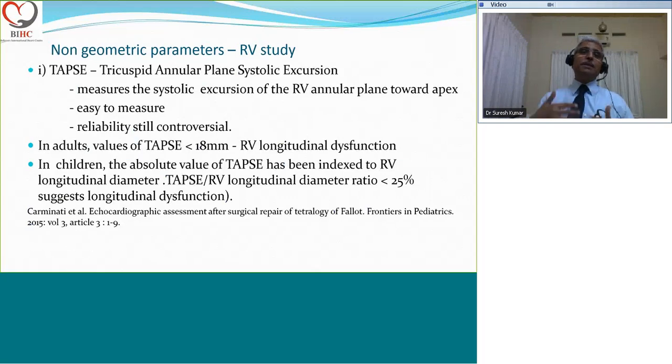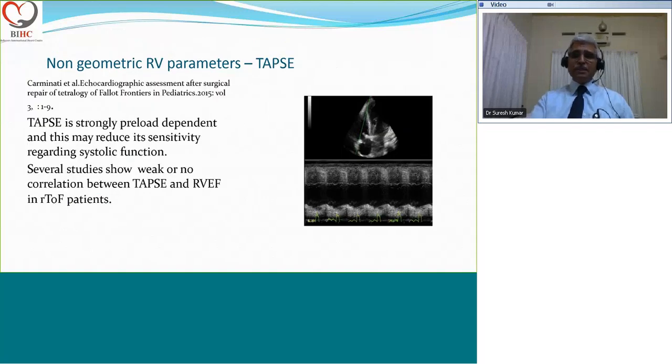We are used to looking at some other parameters in adults like TAPSE, the tricuspid annular plane systolic excursion. Its reliability in children is very controversial. In adults, if the value is less than 18 millimeter, you call it a longitudinal dysfunction of the RV. In children, this is not reliable generally, but some people have tried to correlate it to the RV longitudinal diameter and derived a fraction as TAPSE divided by RV longitudinal diameter. If it is less than 25%, it could suggest longitudinal dysfunction. This is a measurement of the TAPSE.